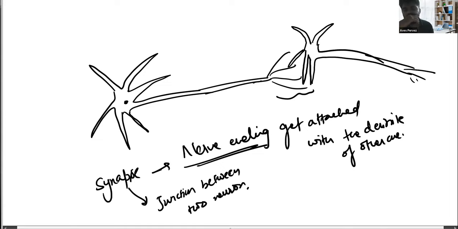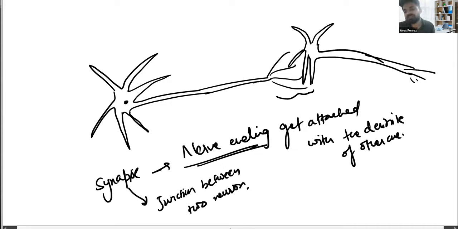Done? Yes, sir, done. Sir, but which part of the neuron connects the two neurons together? Which part of the neuron? Dendrites and synaptic terminals. Dendrites and this portion are connecting together, okay? So this hair-like portion is called dendrites. These are the dendrites.